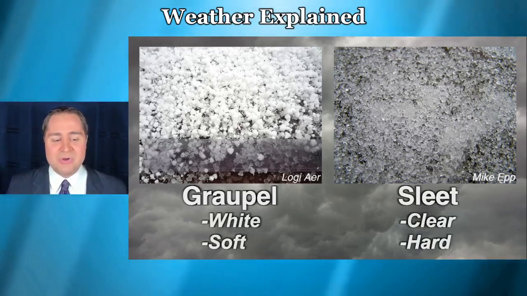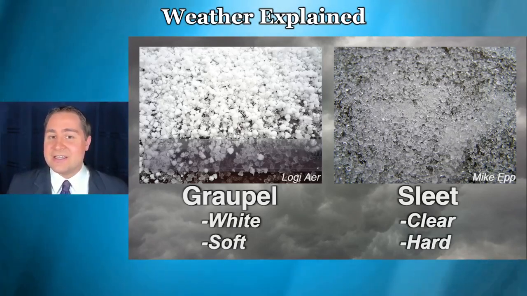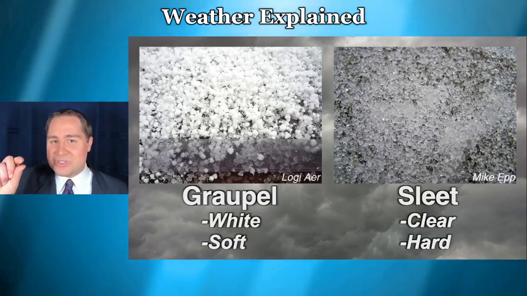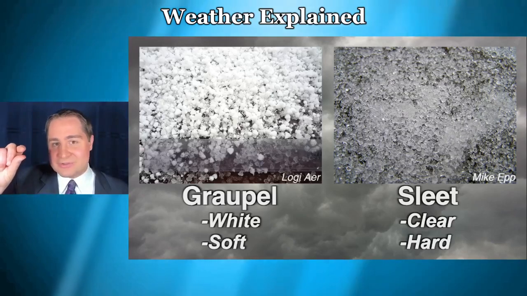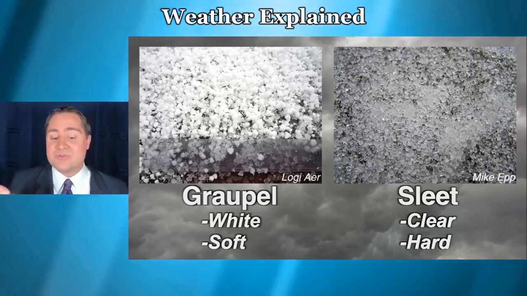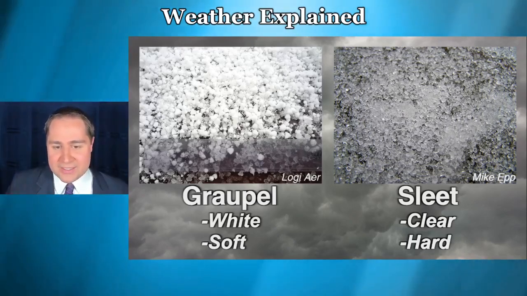So while graupel is small, white, and soft, sleet is clear, hard, and small. So again, you can pick up a piece of sleet and kind of like the hail and squeeze it. It's not going to fall apart very easily, where the graupel will. But also the sleet is going to be clear, while the graupel is going to be white.